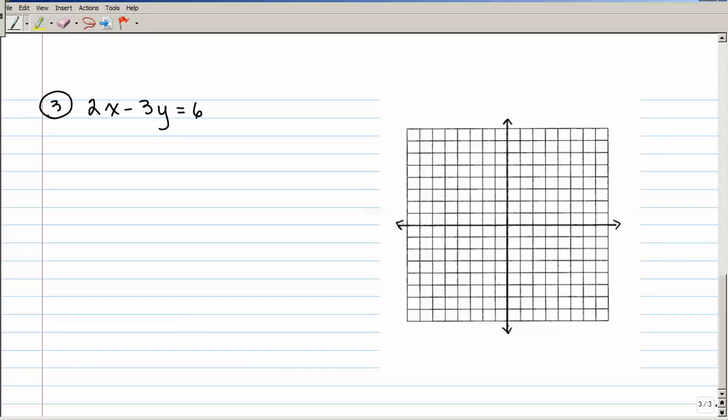This equation is not written in slope-intercept form. It's actually written in standard form. So now we could graph this using x and y-intercepts, but if we're told to graph using slope-intercept, we need to put it into slope-intercept form.